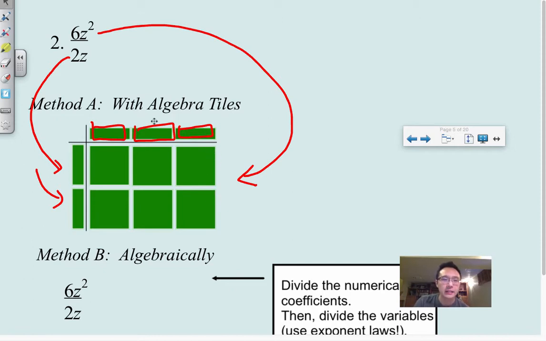So the answer is, now your answer is not down here, not on the side, but the one you just filled in, right? That's your answer. So that's 1, 2, 3. So that's going to be positive 3z, not square, but z.